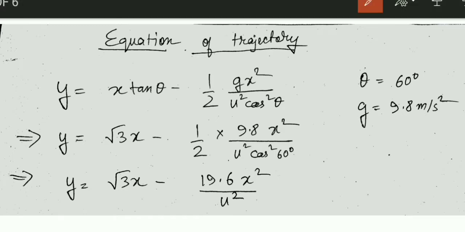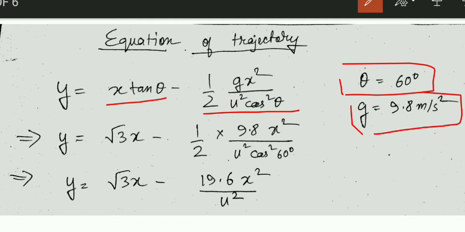So the equation of trajectory is y equal to x tan theta minus half g x squared by u square cos square theta, where theta is equal to 60 degree and g is 9.8 meter per second squared. Tan theta is root 3, so y is equal to root 3 x minus half into 9.8 x squared by u square cos square 60 degree. Cos square 60 degree is equal to 1 by 2 whole square, that is 1 by 4.